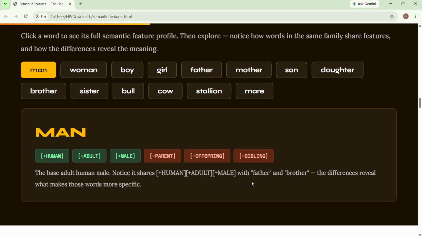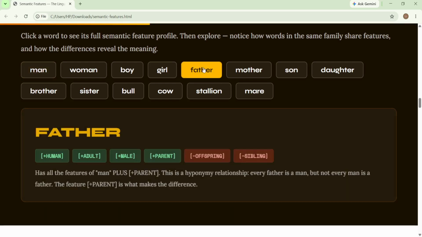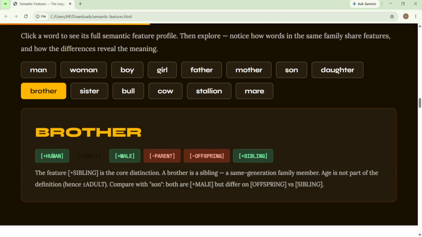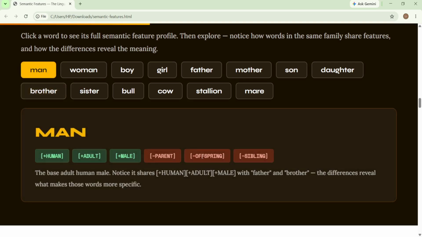Now these share human, adult, male with father and brother. So in father, this is adult plus, human plus, and the same goes with human and male as this one. The difference reveals what makes these words more specific. So this is how componential analysis is done.